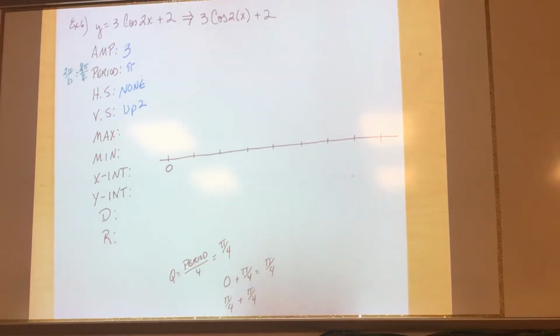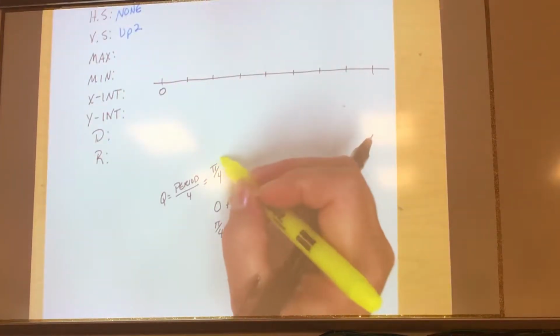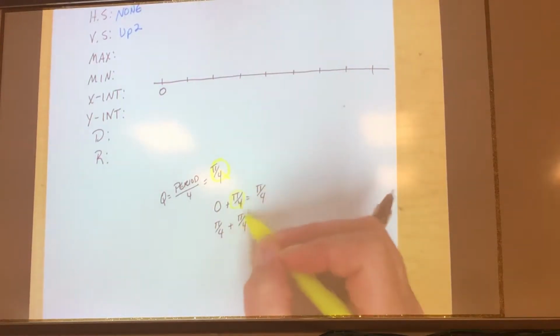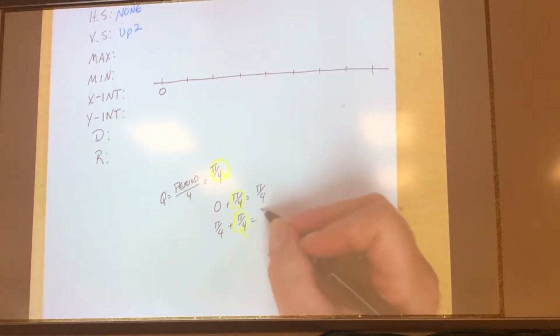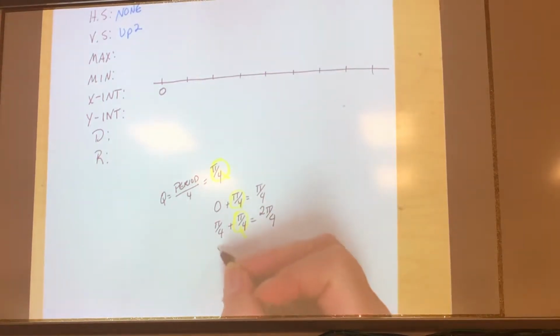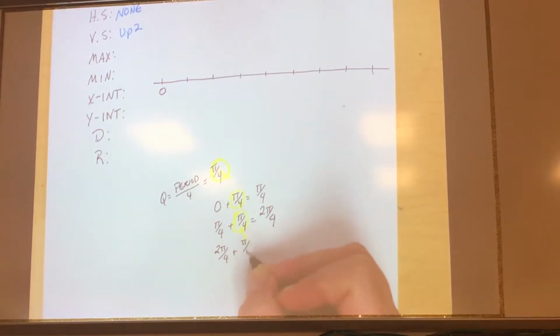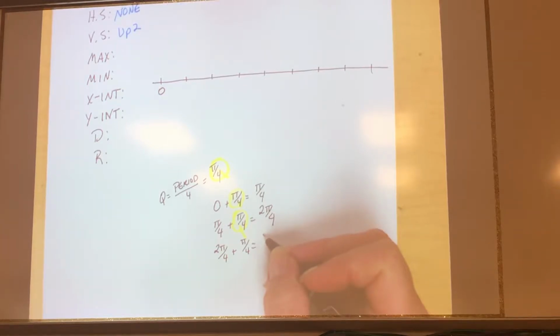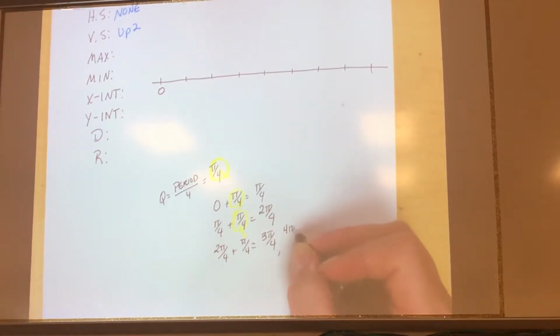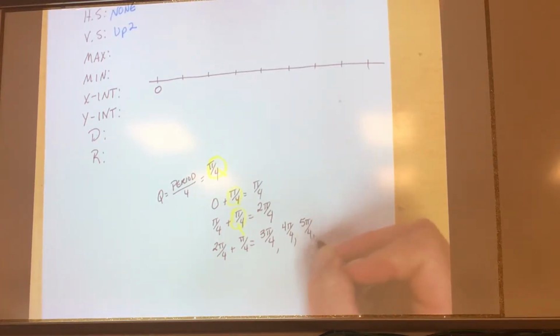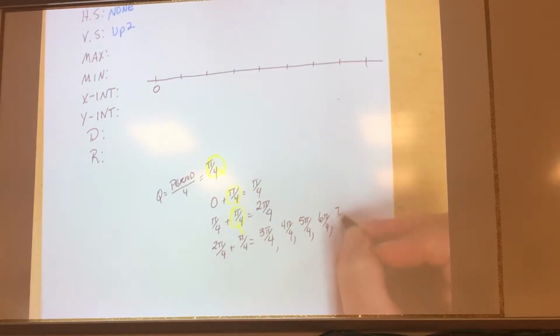Okay? Now look, if you're having a hard time following, then this might help you. This is Q right here. So every time I'm adding Q to my tick mark. So what's pi over 4 plus pi over 4? 2 pi over 4. So now 2 pi over 4 plus pi over 4, and what do you get? 3 pi over 4. Okay? I found 3 of them. Can I just go from here? Do you see the pattern? 1 pi over 4, 2 pi over 4, 3 pi over 4. What's the next one? 4 pi over 4, 5 pi over 4, 6 pi over 4, 7 pi over 4, and 8 pi over 4.